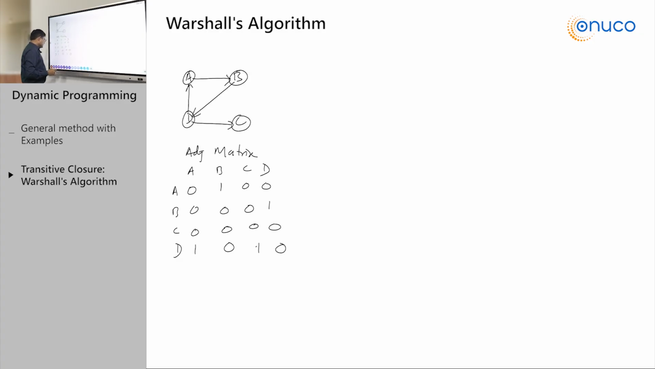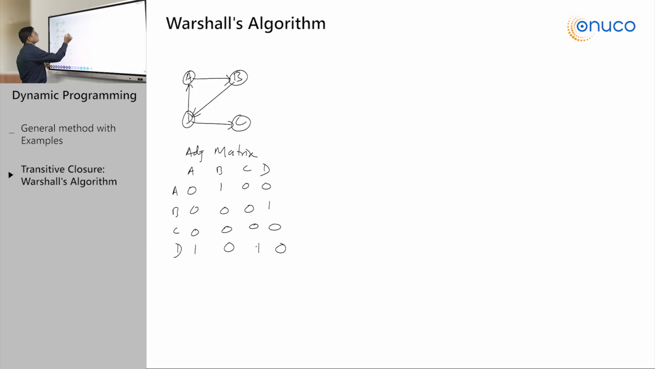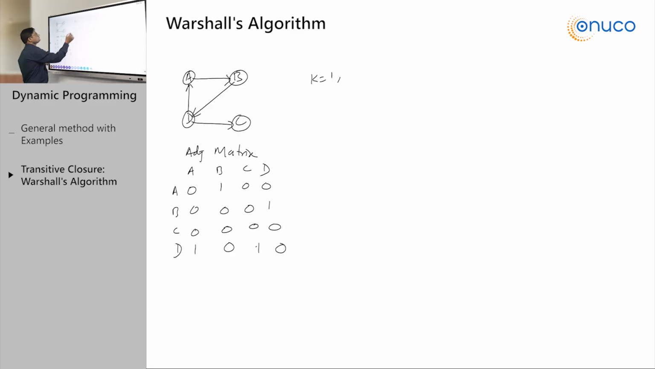Now we are going to apply Warshall's algorithm. Look, first k is equal to 1. So for k equal to 1, you are going to traverse it. If it is k equal to 1, what are we going to do? We see that i will start from 1 to n. So k is equal to 1, i is equal to 1, and j will repeat. Let us see, k is equal to 1, i is equal to 1, and j will start from 1 to n.